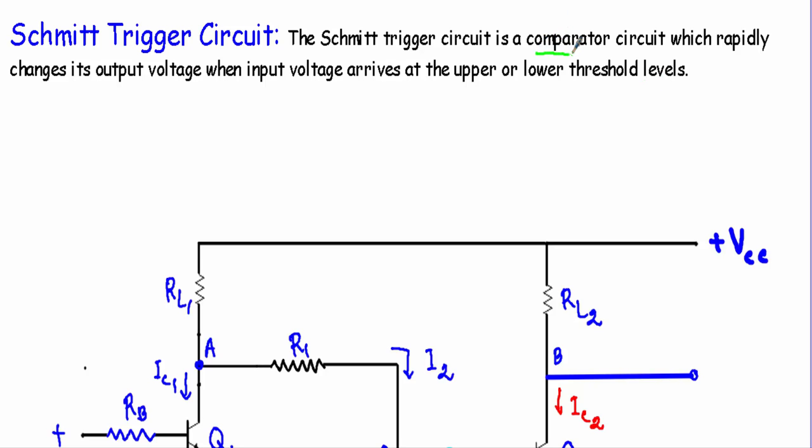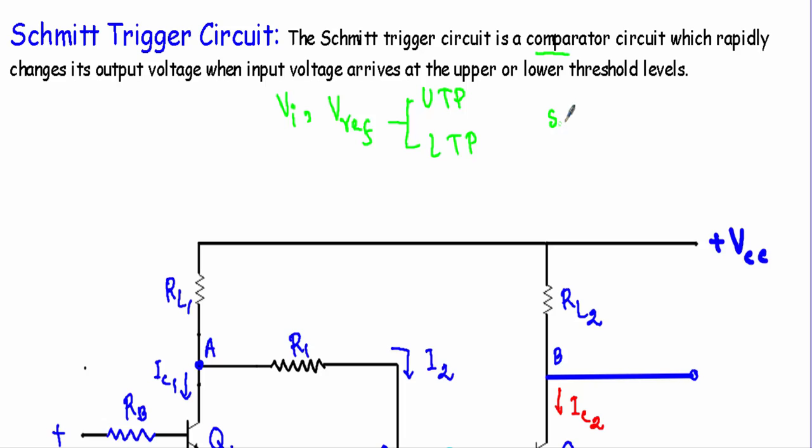The Schmitt trigger circuit is a comparator circuit, and if you are familiar with the comparator circuit, in any comparator circuit we apply an input voltage, and the input voltage is compared with a reference voltage. In the Schmitt trigger circuit, depending upon the output voltage, it will set two reference points, an upper triggering point and a lower threshold point. When the input voltage arrives at either the upper or lower threshold point, the output voltage will change its position from one level to another.